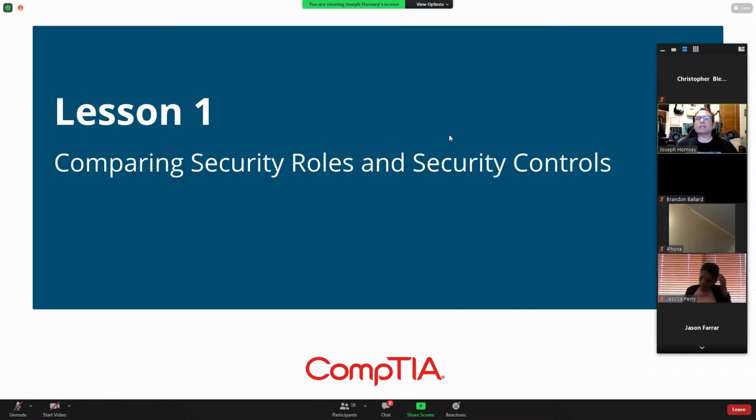So the first lesson we're going to go through tonight, we only have two lessons. The first is comparing security roles and security controls. And so we're looking at basically what different roles would we expect to find in an organization, and then the different kinds of frameworks that exist for defining how we do security and that sort of thing.